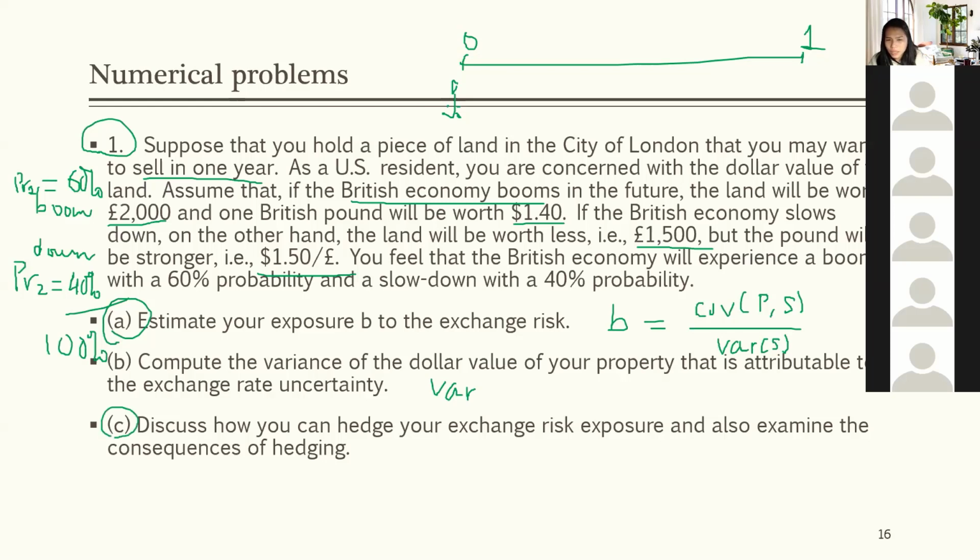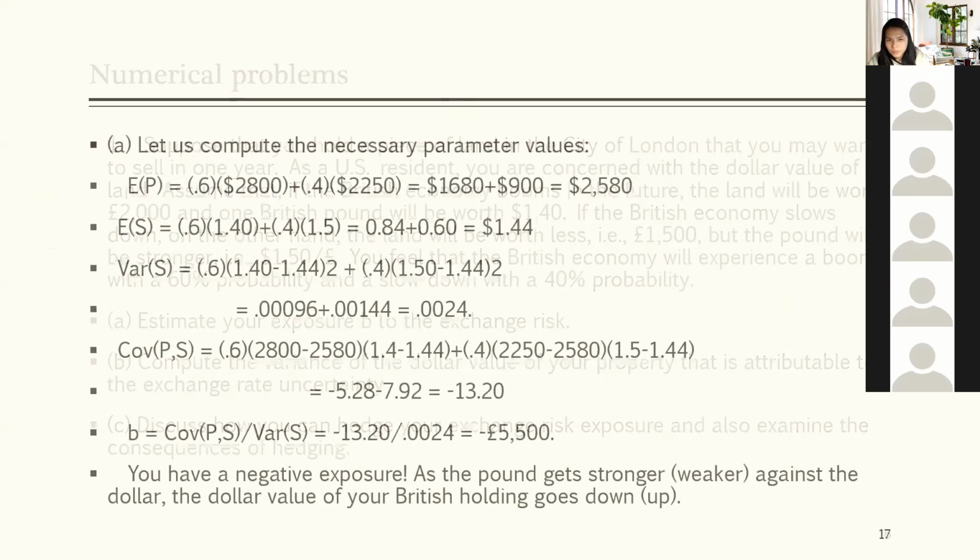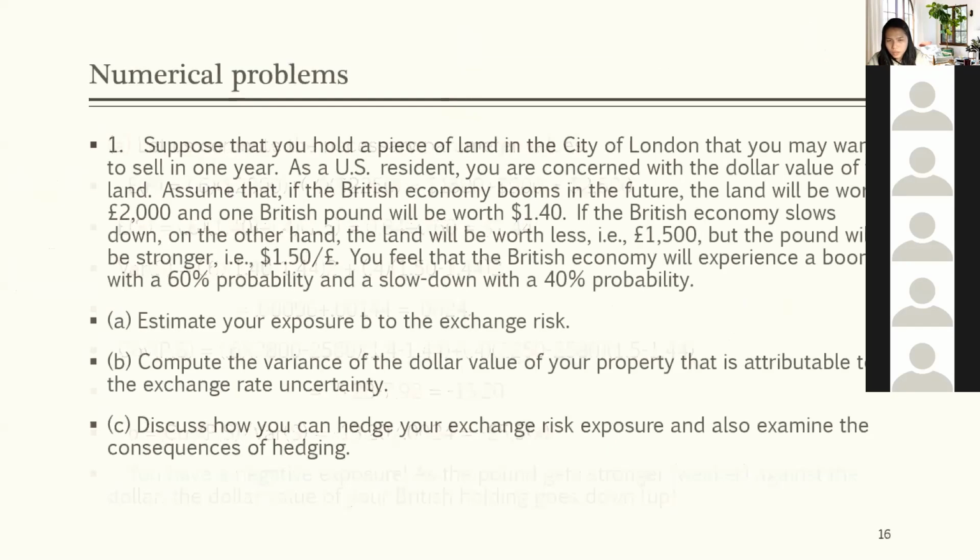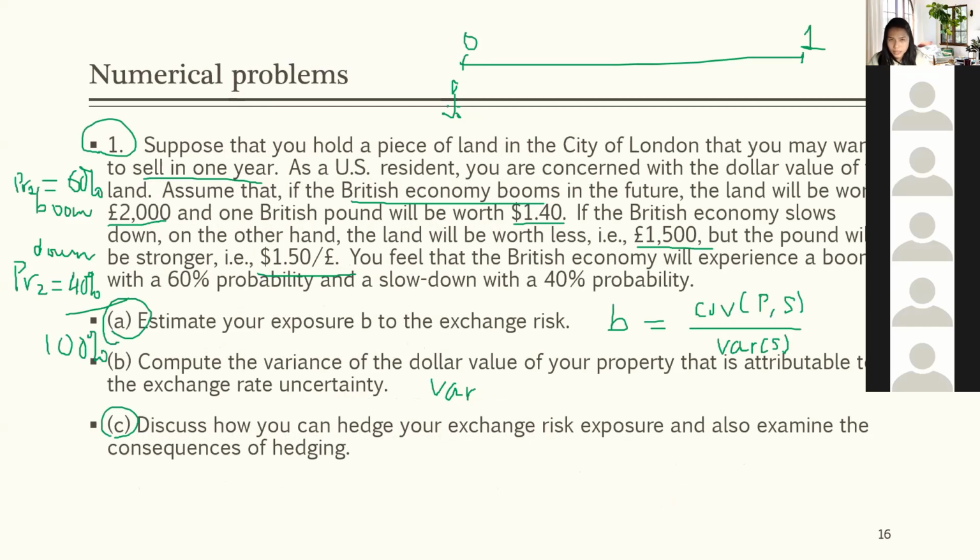C, discuss how you can hedge your exchange rate risk exposure and also examine the consequences of hedging. Normally with this kind of question, question A will always be asked. You would always be asked to compute the beta coefficient. So let's do that then. Let's start with writing down the formula to compute the beta for this particular case.